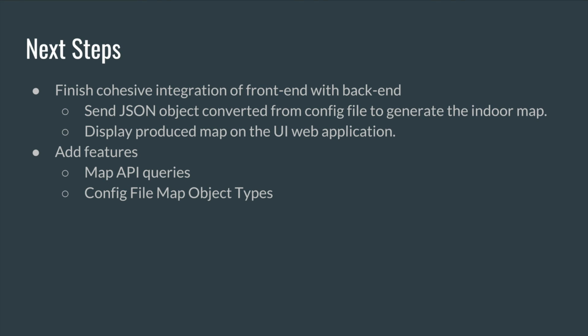So some of the next steps we have lined out are to finish the cohesive integration of the front end with the back end. And we're going to be able to do that by sending a JSON object that will convert from our config file to generate the indoor map, and then display the map on our UI web application. And we would also like to add some features like querying our map APIs, and then having the config file map object types.